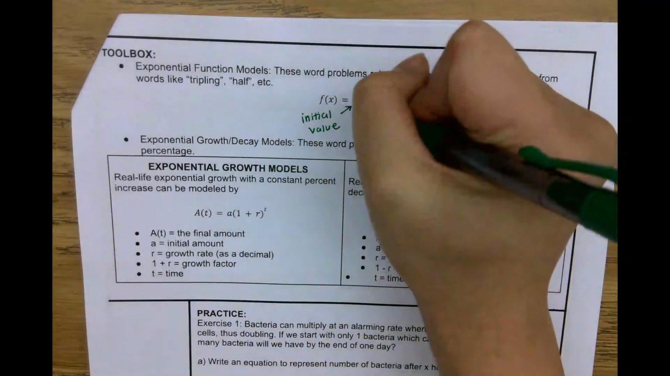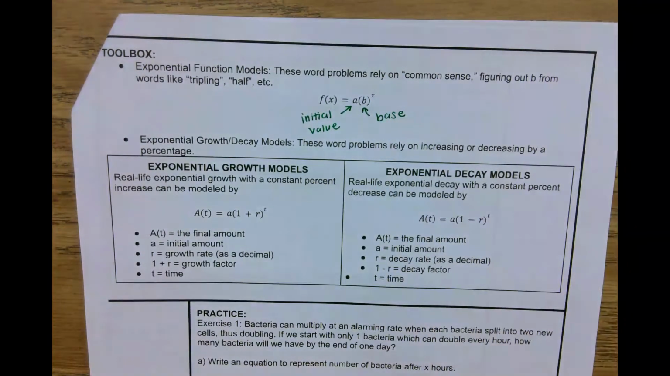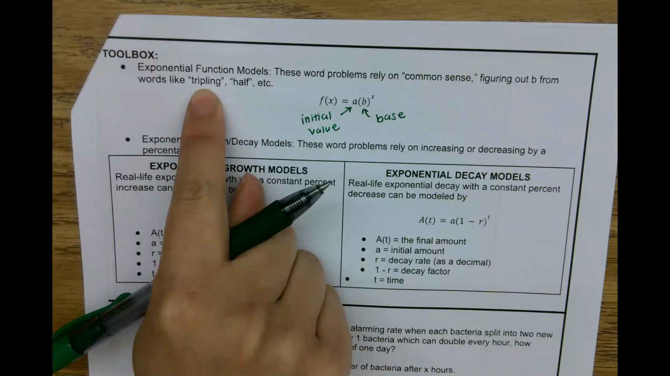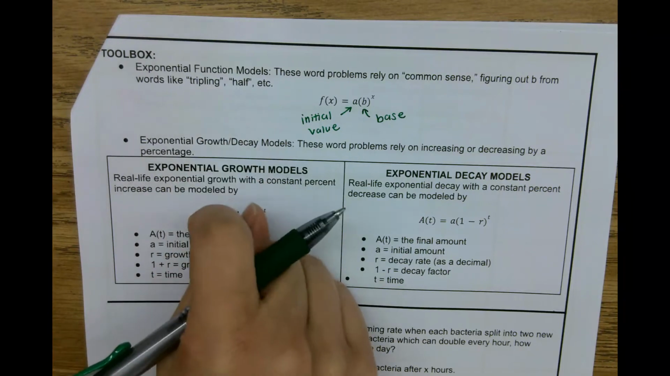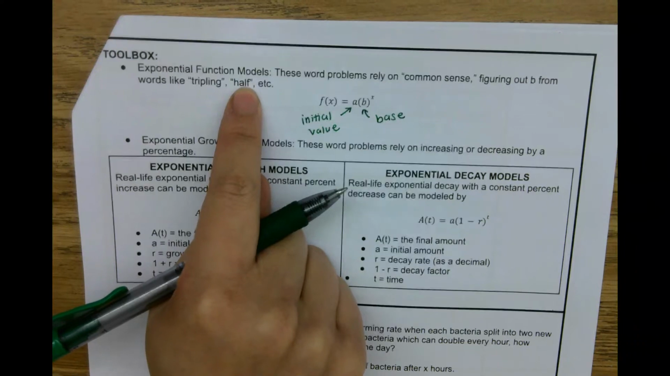B is our base. It is what we are multiplying by. So if it's tripling, the base would be 3. If it was doubling, it'd be 2. If it was halving, it'd be 1/2. So on and so forth.